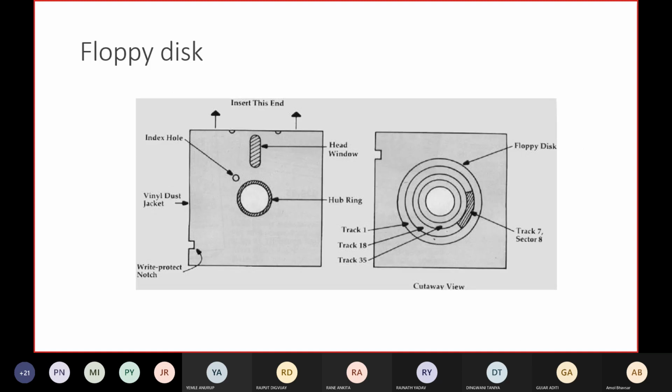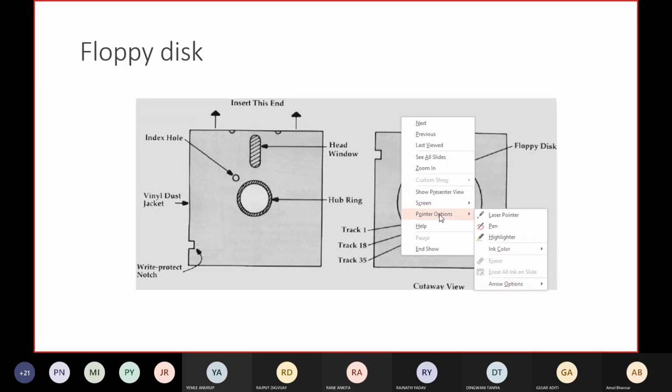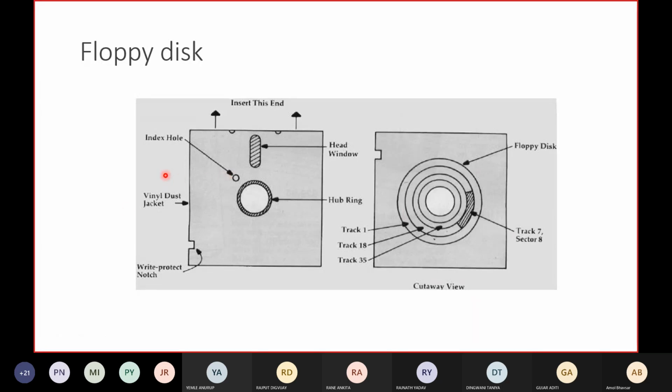Now we are talking about the floppy disk. So this is the floppy disk we have. This is the external covering. This is the index hole and vinyl dust jacket. The floppy disk is actually in circular form, and this is just a jacket. The floppy disk contains tracks. Various tracks are there, and all the information or data is stored on these tracks.